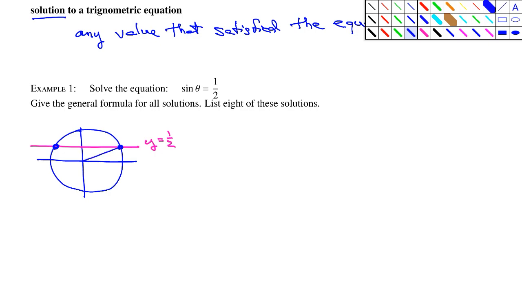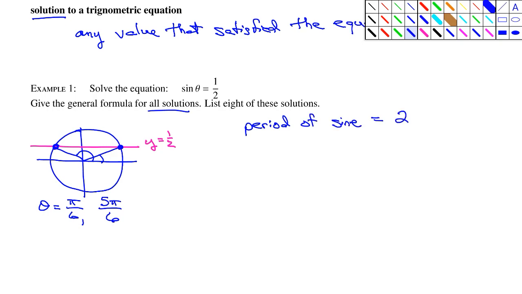So this angle and the angle that forms on the second quadrant would be values of the angle theta that would give me 1/2 when I take the sine of those. Well, what are those angles right here? Well, it's theta is equal to pi over 6, and theta is equal to 5 pi over 6. But we want to find all solutions, and we know that the period of sine is equal to 2 pi.